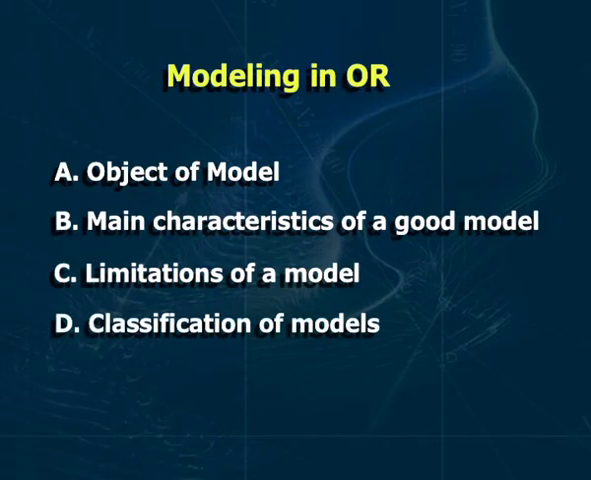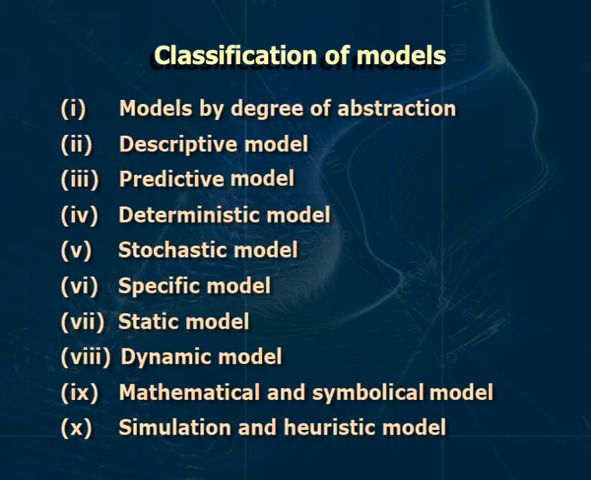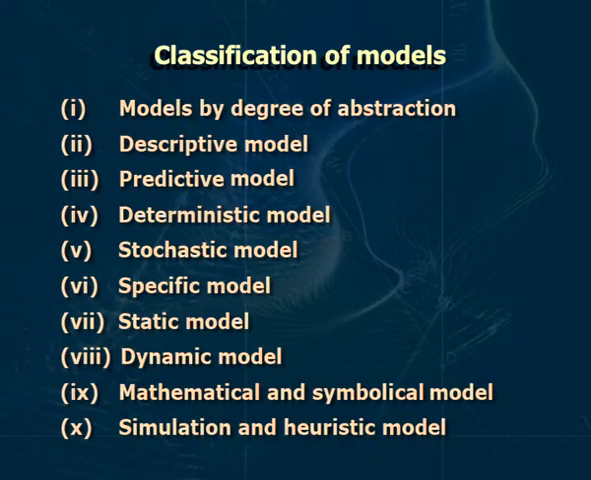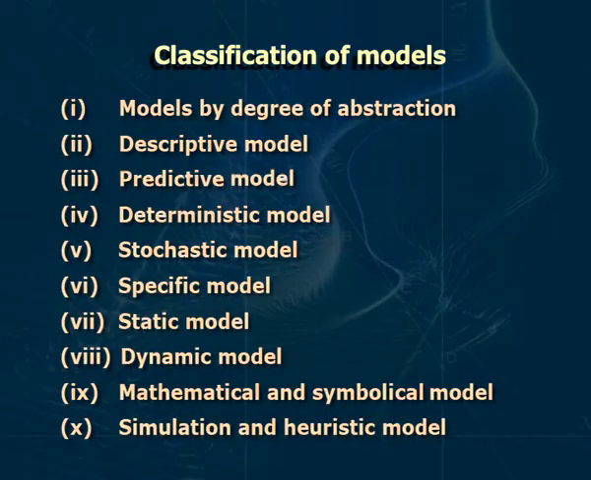D. Classification of models. Several types of models are used in the area of business or industrial activity. Number 1. Models by degree of abstraction. These models are based on the past data of the problems under consideration. Second, descriptive model. It simply describes some aspects of a situation based on observation, survey or other available data. Number 3, predictive model. Such models make predictions regarding certain events.